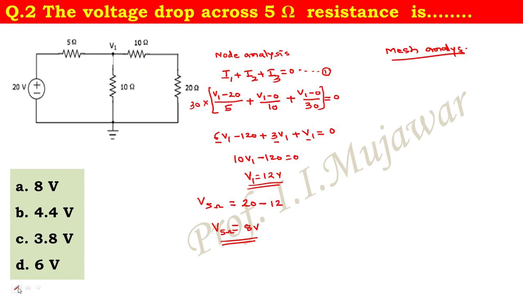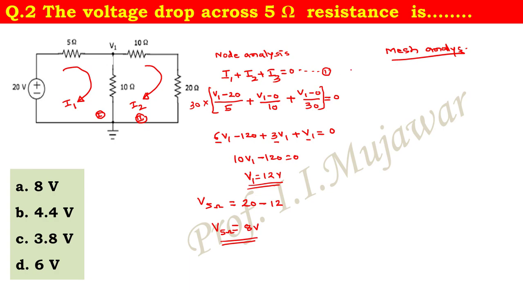Okay, loop 1 and loop 2. So this is loop 1. The same problem we are solving using mesh analysis. Now the next step is how to assume the loop currents. Remember, we are assuming the loop currents, not the branch currents. Say I1 and I2 are the two currents.